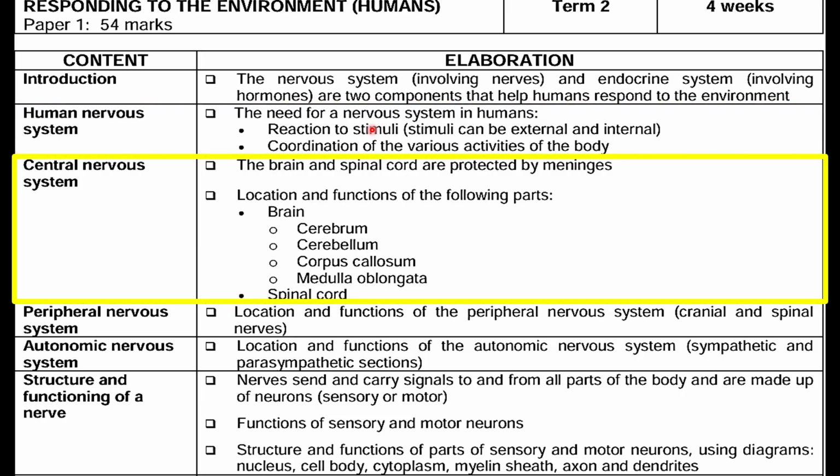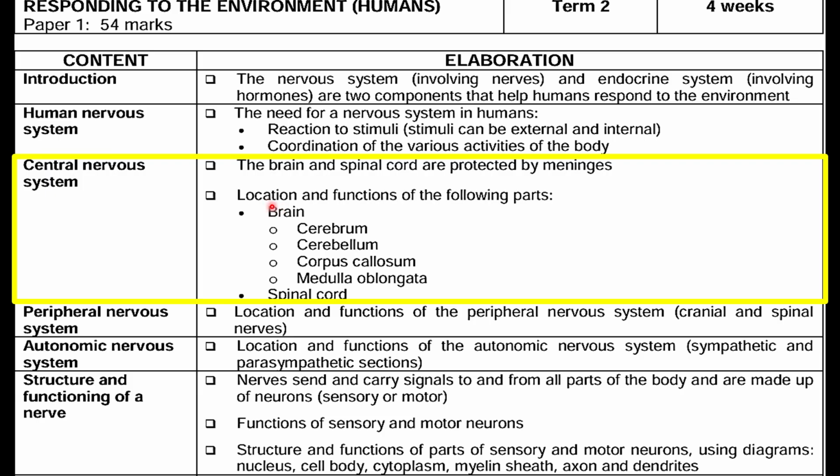Then we have the central nervous system itself. And over here, we are told that we need to know that the brain and the spinal cord are protected by the meninges. This is one key area that you should expect questions on in exams. These are things you need to know before you go into the exam room. There are other forms of protection, but this kind of protection is something you need to know as you go into the exam room.